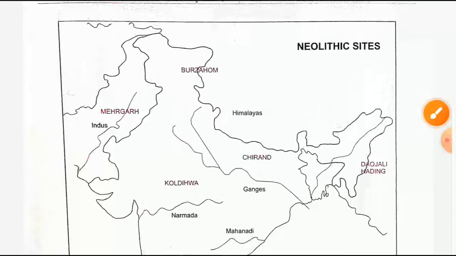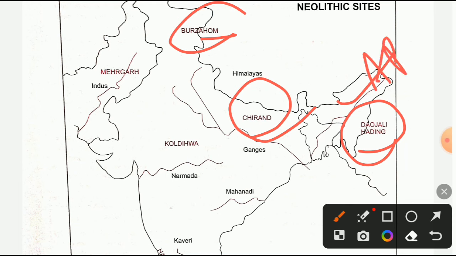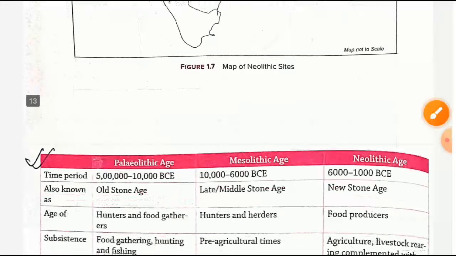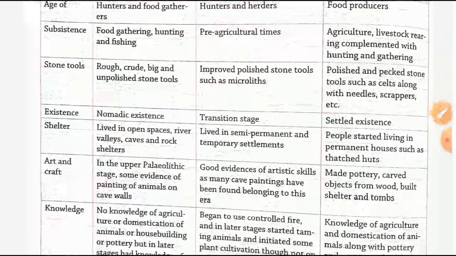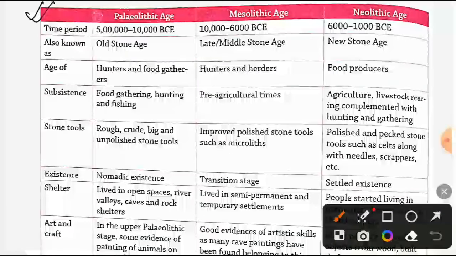Here it is given on the map. Burzahom, Jammu and Kashmir. Chirand, Bihar. Daojali Hading in Arunachal Pradesh. Koldiwa in Uttar Pradesh. Mehergarh in Pakistan. These are the important sites of the Neolithic age. So here the difference is given in one table. You can go through all this, very important.